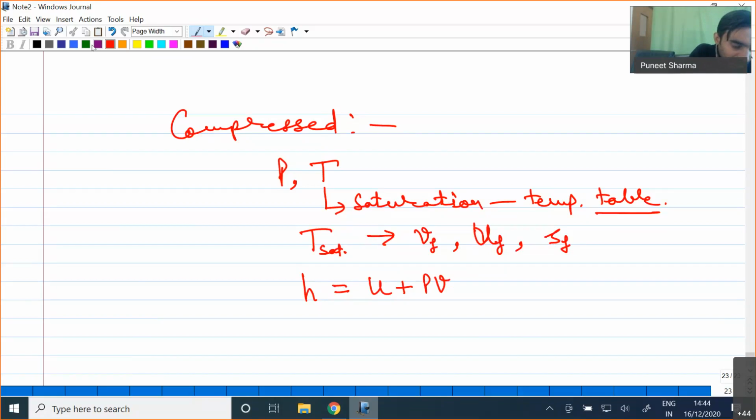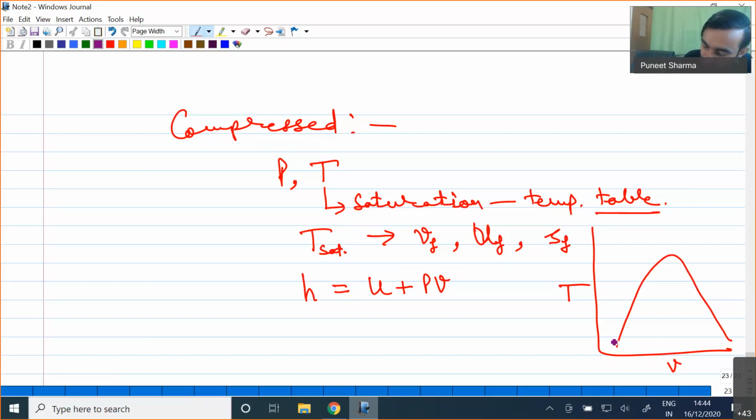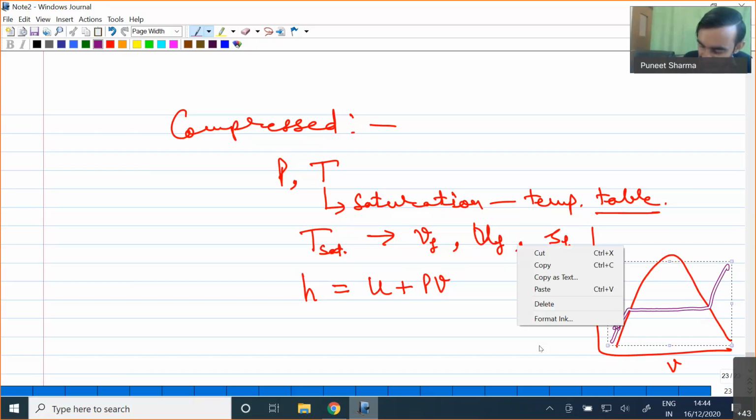So what will happen if I plot, say, my TV diagram? On this TV diagram, if I represent a compressed state, say this is my compressed state, obviously at this particular point I am assuming its value at this particular point.